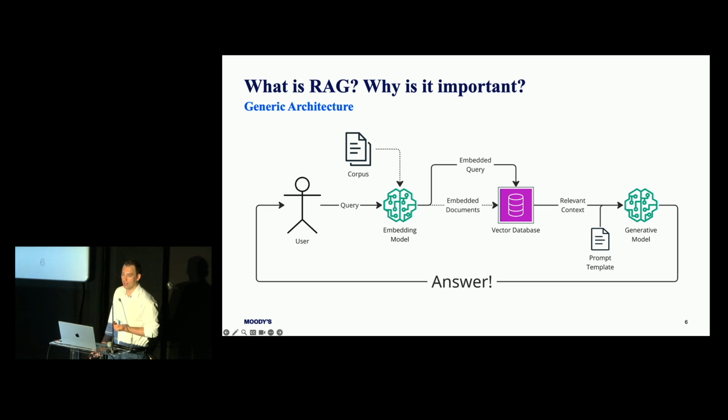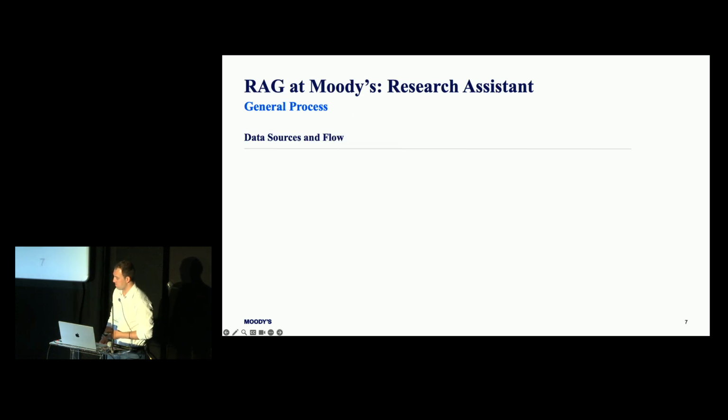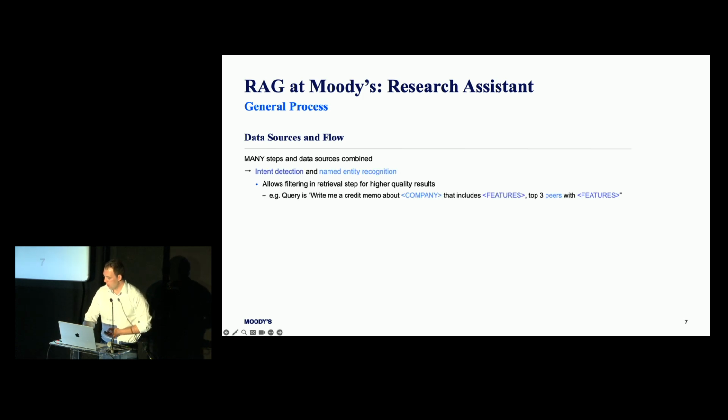But when you have a complex domain with many different data sets, it's not always just going to work out of the box. And for us at Moody's, that's definitely the case. The difference is that we have a lot of different data sources that go into this. So it's a research assistant, and we're doing research. Embedding is one of our main products, but we also have all different kinds of data sets.